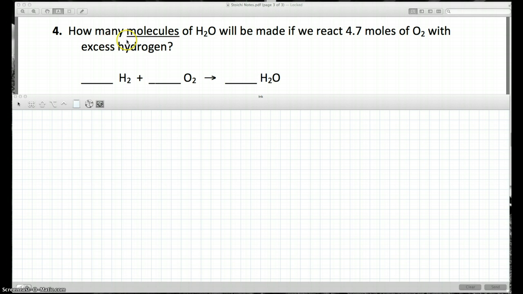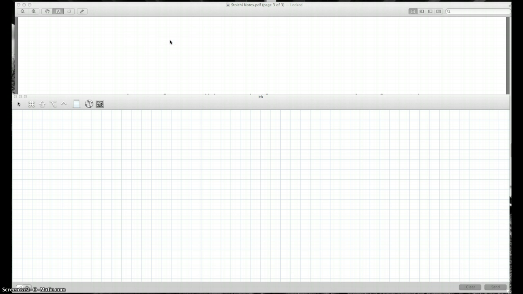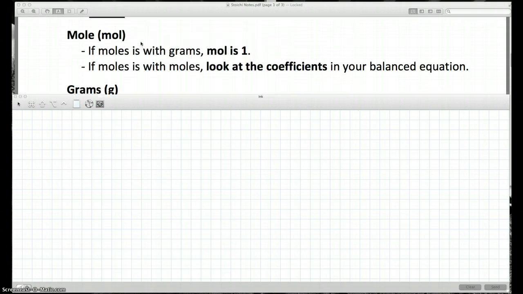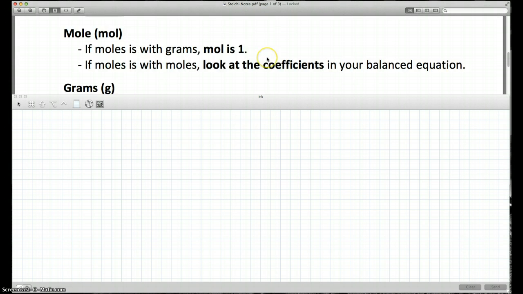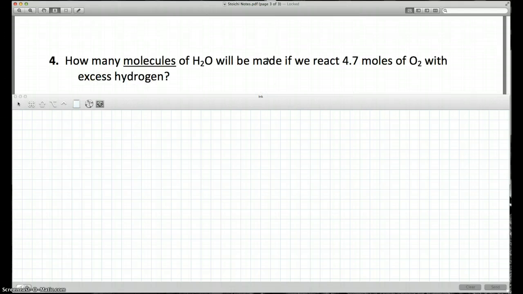If we look at question number 4 in the notes, it says how many molecules. Question number 5 says how many liters. Question number 6 says how many atoms. That's it for questions. If we go back up to our roadmap, basically any of those units I just said, molecules, atoms, or liters, we can substitute in for grams. So when we set up our roadmap and we're trying to get to molecules or atoms or liters, we're just going to put that unit in the grams spot. So let's do that. Number 4, I think it was.